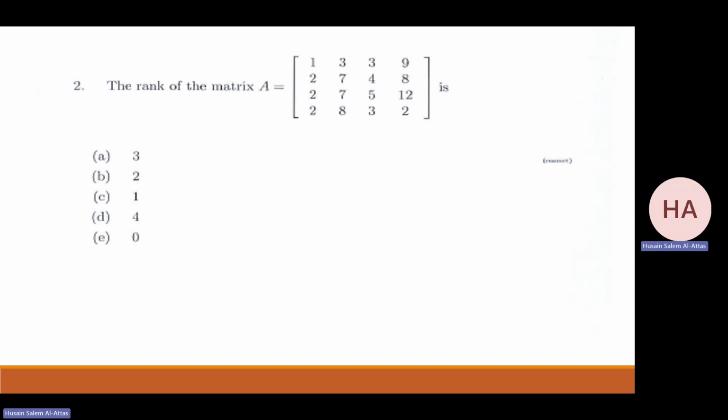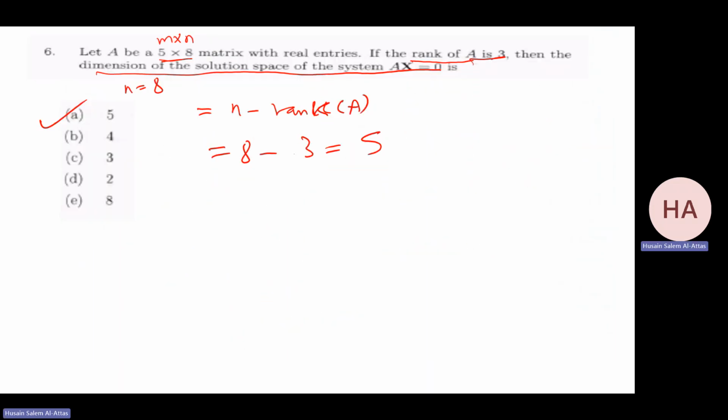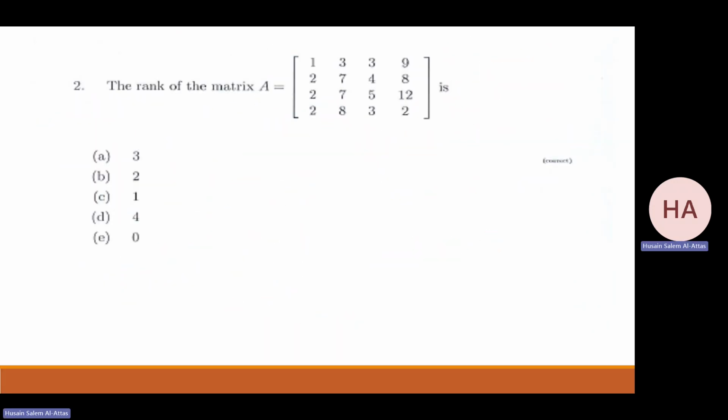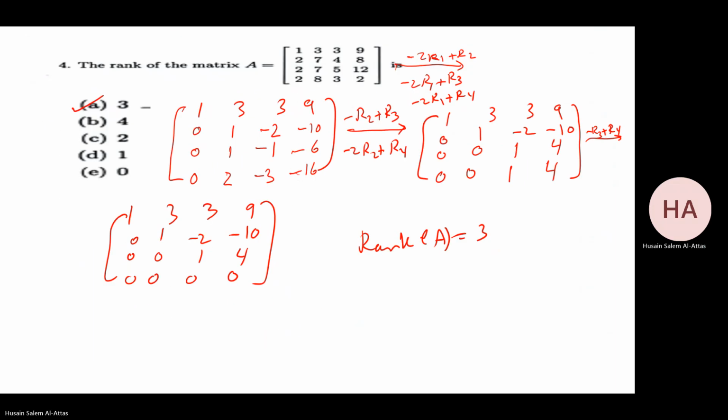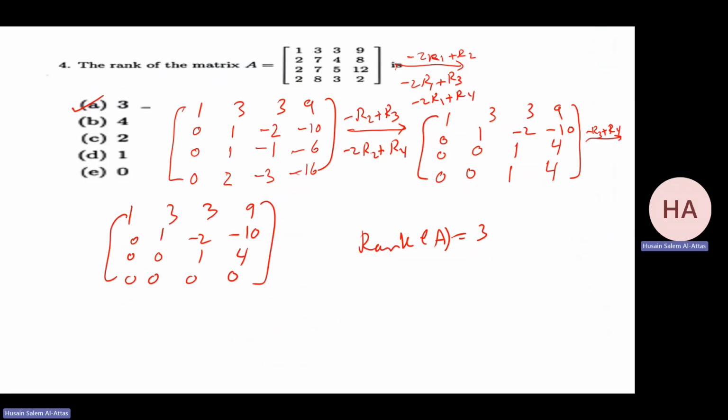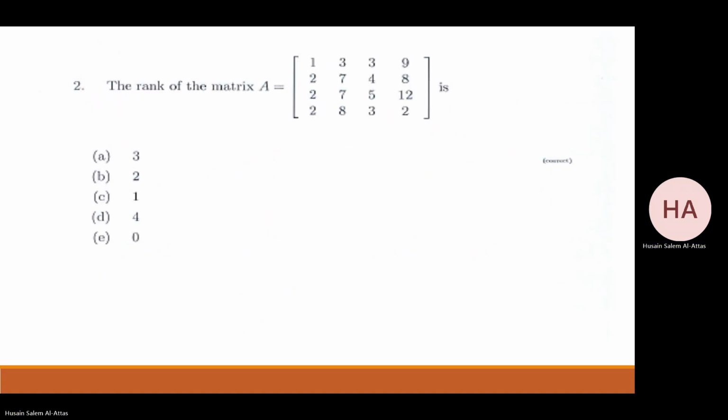Find the rank of this matrix. I think we did it before. Yeah, it's the same question. Okay, so it's 3. Yeah, same. 1, 3, 3, 9, 2, 7, 4, 8, 2, 7, 5, 12, 2, 8, 3, 2. Done before.